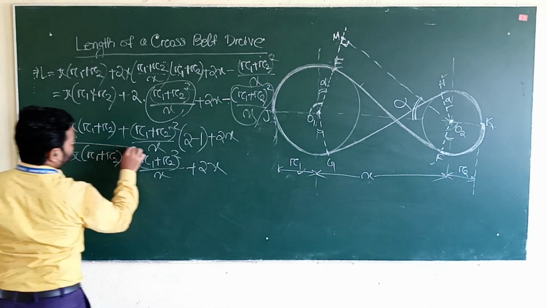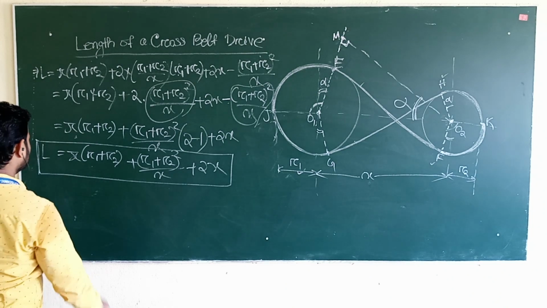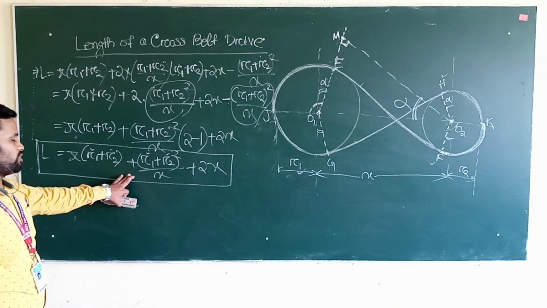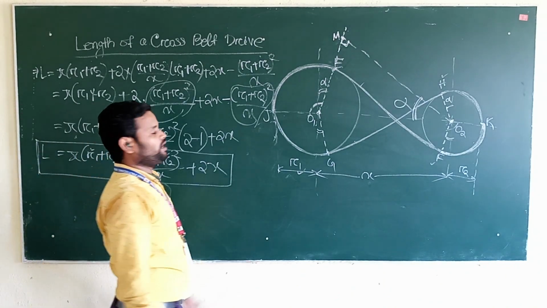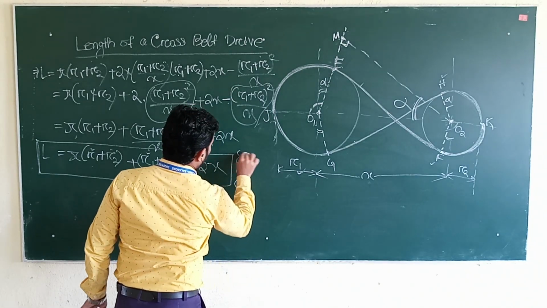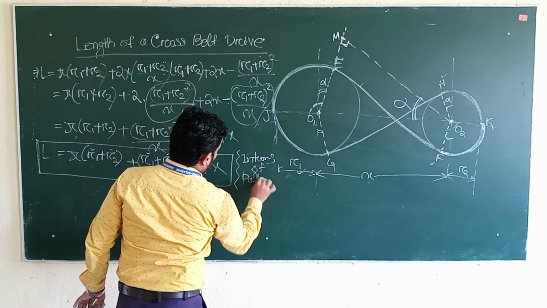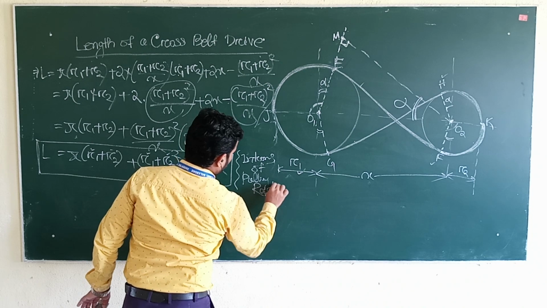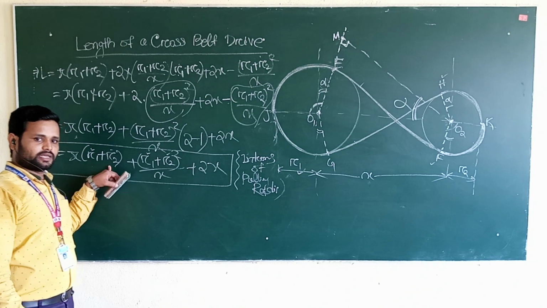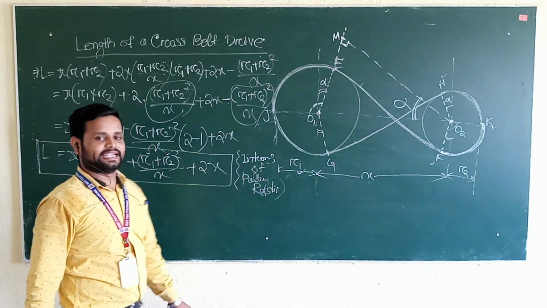This is our required equation, that is the length of a cross belt drive. Here we see r1, r2 there. So this is the equation where we use the radius of the larger and smaller one. So on the right hand side you can write in terms of pulley radii, as this is the radius of the larger pulley and this is the radius of the smaller pulley.